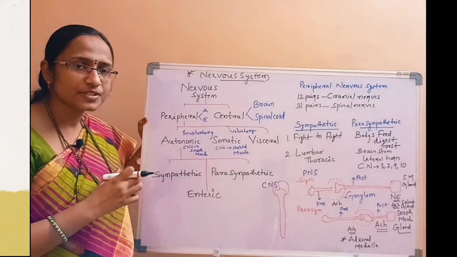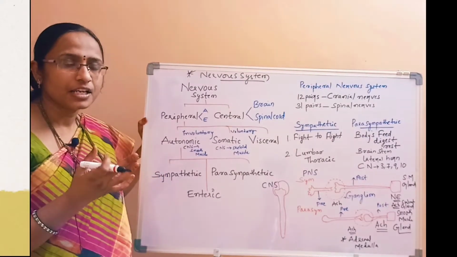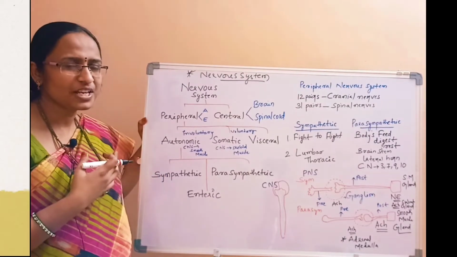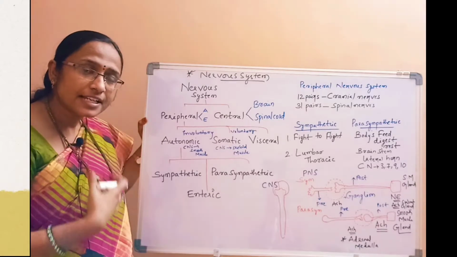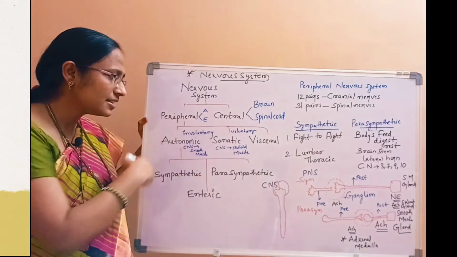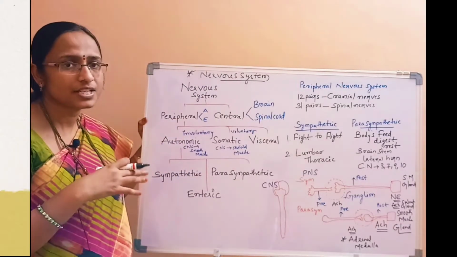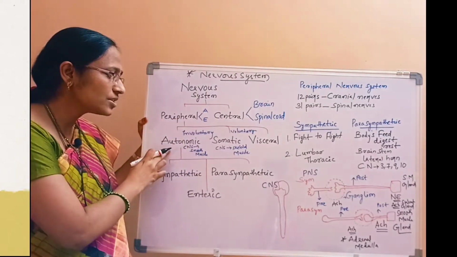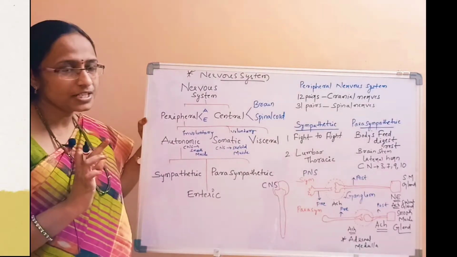Whereas the autonomic nervous system is involuntary. For example, your heartbeat has to be controlled, and your gastrointestinal reflexes have to be controlled. Those are involuntary controls, that is not in your hands. So those are controlled by the autonomic nervous system.